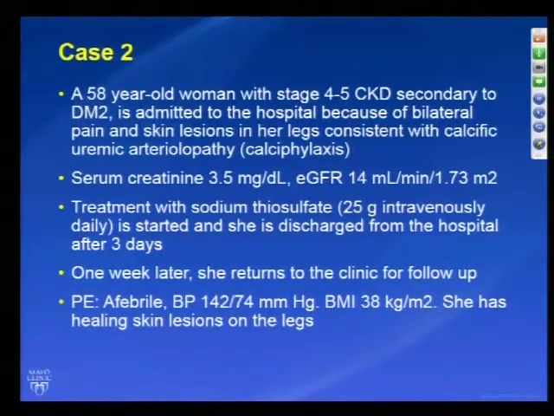Okay, I'm going to switch gears and move on to case two. This is a 58-year-old woman with stage 4 to 5 chronic kidney disease, secondary to diabetes. She was admitted to the hospital because of bilateral pain and skin lesions in her legs, consistent with calcific uremic arteriopathy or calciphylaxis. Her creatinine was 3.5, her estimated GFR was 14 at that time. She was started on treatment with sodium thiosulfate. She was given 25 grams intravenously daily in the hospital, and then she was discharged from the hospital after 3 days, and a week later she came back for follow-up to the clinic.